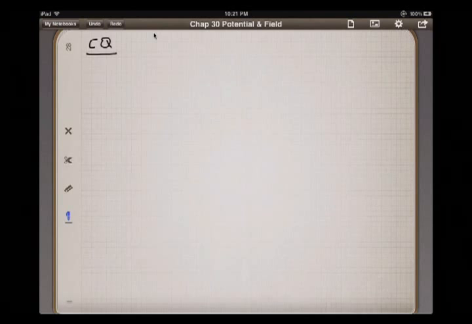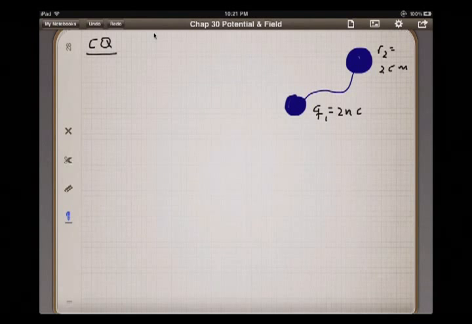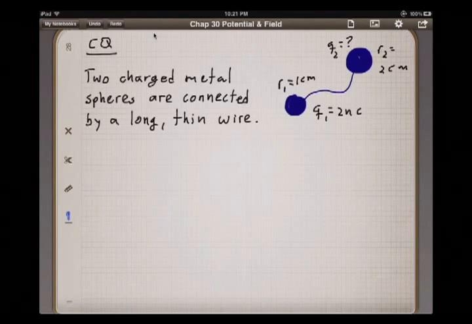Let's work on a conceptual question here about two spheres connected by a wire. One of the spheres has a charge of 2 nanocoulombs. The other sphere has a radius of 2 centimeters. R1 is 1 centimeter. And the question is, what is the charge on the second sphere? How do we calculate that charge? So this is the statement of the problem.